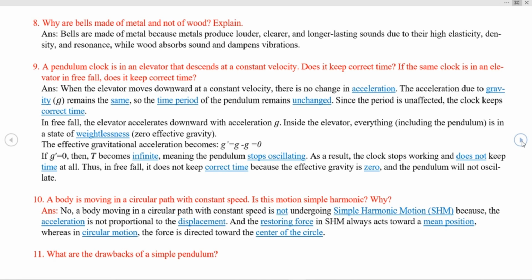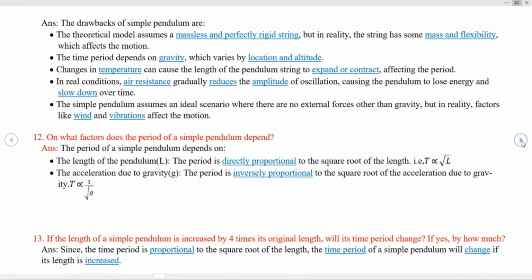Next question we have is, what are the drawbacks of simple pendulum? So the drawbacks of simple pendulum are, the theoretical model assumes a massless and perfectly rigid string, but in reality the string has some mass and flexibility which affects the motion, right? And the time period depends on gravity, which varies by location and altitude. And changes in temperature can cause the length of the pendulum string to expand or contract, affecting the period.